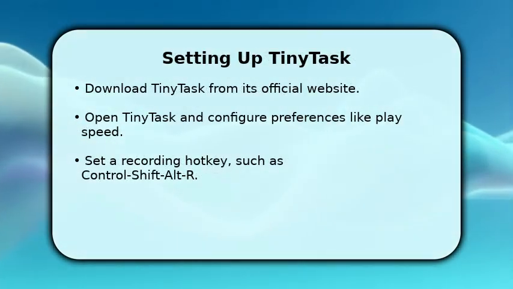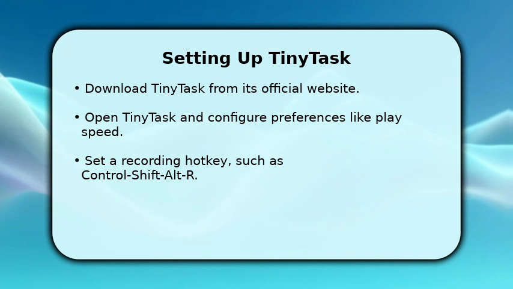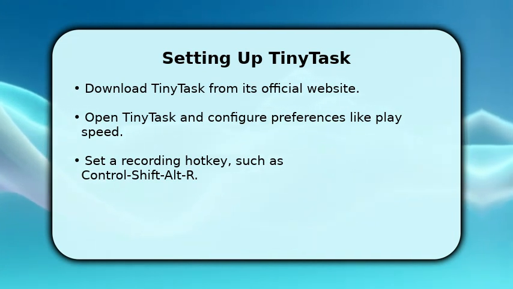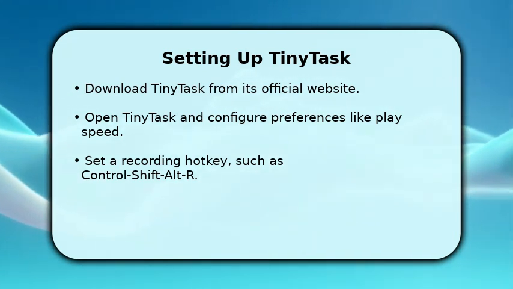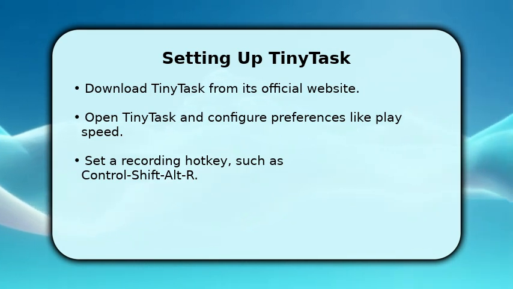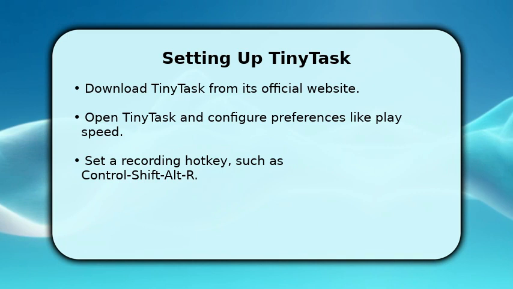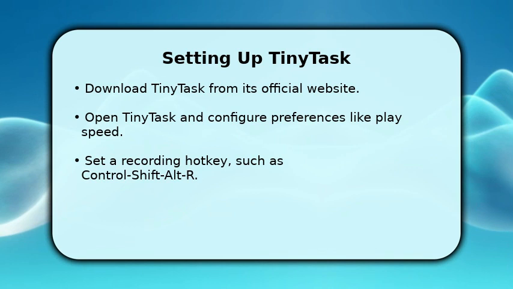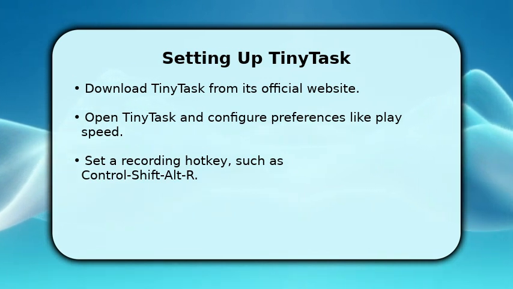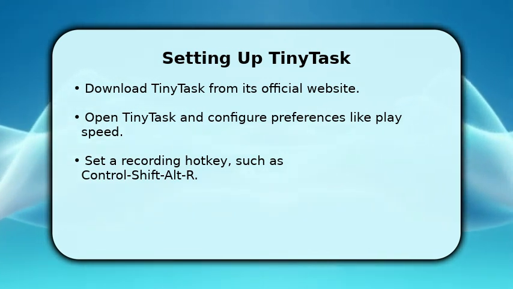To get started, first download TinyTask from its official website. Once downloaded, simply double-click the executable file to open it, as no installation is needed. Navigate to the preferences to set your desired play speed, often 1x, and enable continuous playback. Also, assign a convenient recording hotkey, like Ctrl-Shift-Alt-R, for quick access.